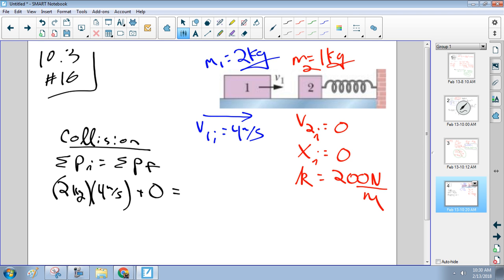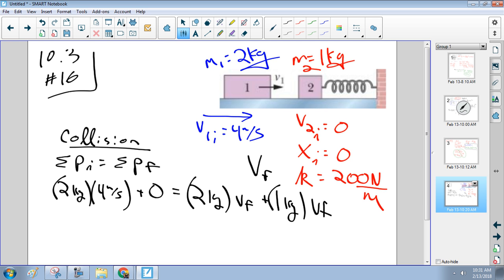That's got to equal, after the collision, both of the blocks are going to be moving at some velocity. Let's call it v. Follow? I'm going to call it VF because otherwise I'm going to get weirded out by something later on. So both blocks have a velocity of VF. So I have 2 kilograms times VF plus 1 kilogram times VF, which is the same as 3 times VF. Everybody good? All right, so solve this, and you get 8 divided by 3, which is 2.6. So our final velocity is 2.6 meters a second.